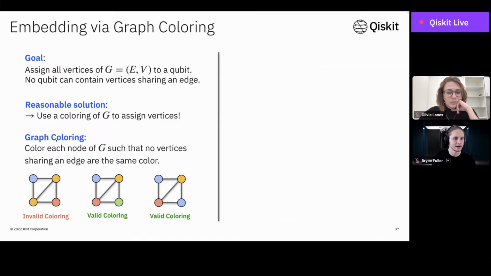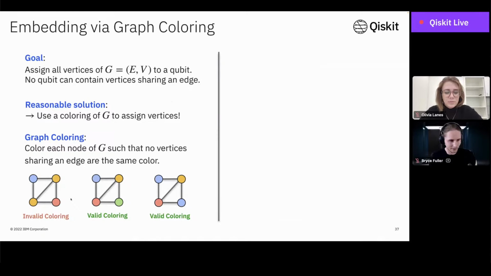I want to assign a color, or a set of colors, excuse me, to the vertices of my graph such that no 2 vertices that share an edge, excuse me, are the same color. So this one over here on the left is an invalid coloring because there's two yellow nodes that share an edge. Both of these would be valid, even though this one has two blue nodes. They're not connected by anything, and so that's allowed, right?